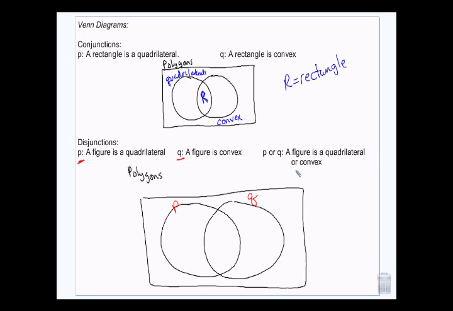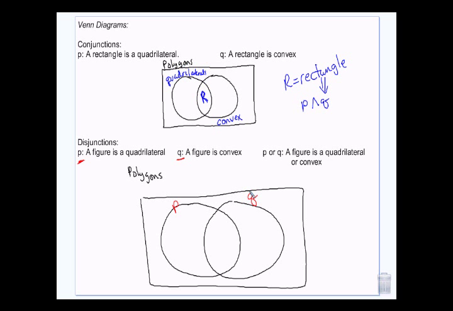Okay, and then we have our statements. A figure is a quadrilateral, a figure is convex. Oh, this would be P and Q for rectangles. So we have a figure is a quadrilateral, a figure is convex, or a figure is one or the other. Okay.